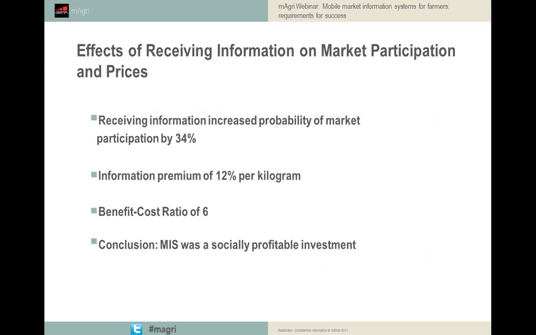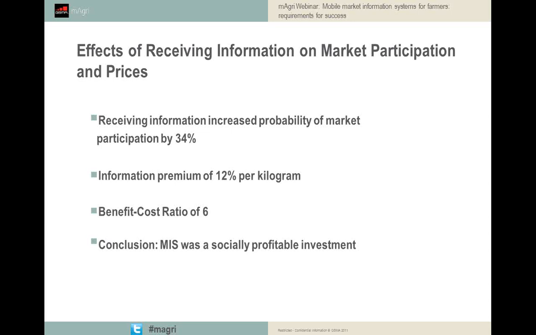Now, from the study, we also looked at the effects of receiving information on market participation and also on prices. And we found out that households that received information increased their probability of market participation by up to 34%. And we also found out that households that received information received an information premium of up to 12% per kilogram of maize sold than households that did not receive any information.